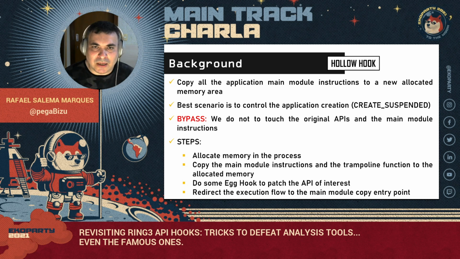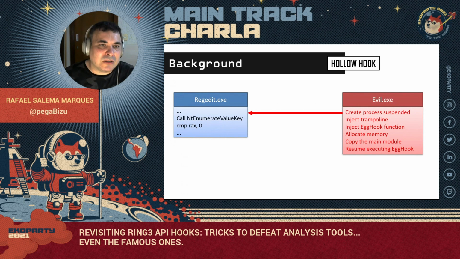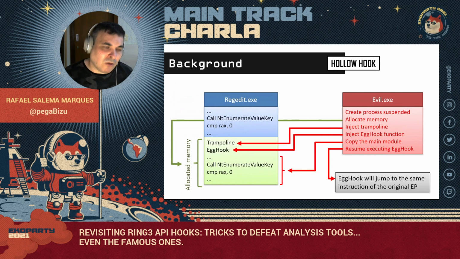Let's put it in the diagram so we can understand better. First, we create the process suspended. Okay, we have some evil.exe application, and we create regedit from there in a suspended state. Then we allocate memory. The memory allocation must be the same size we're going to scan. Also, we have to use the PE instructions and metadata to figure out the size we need to allocate. Okay, we inject the trampoline, inject the egg hook function, and we copy the main module. Okay, and we resume the execution with the execution of egg hook.